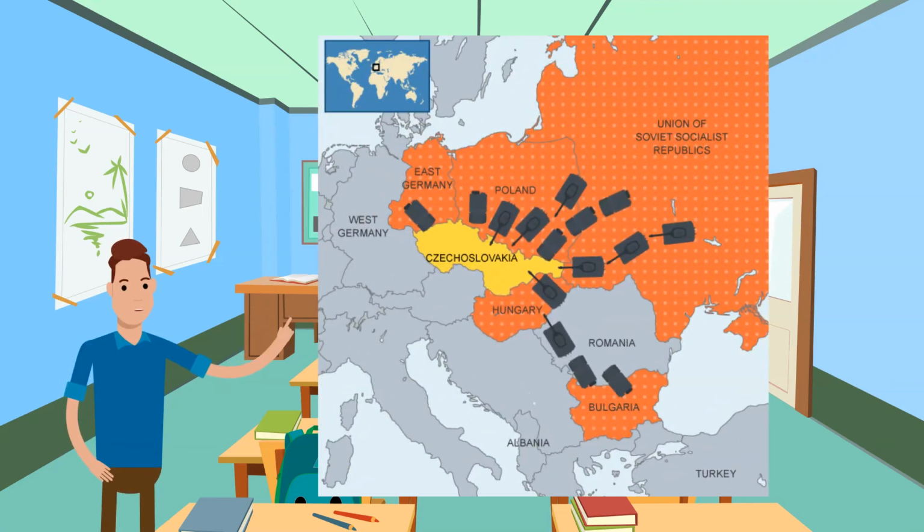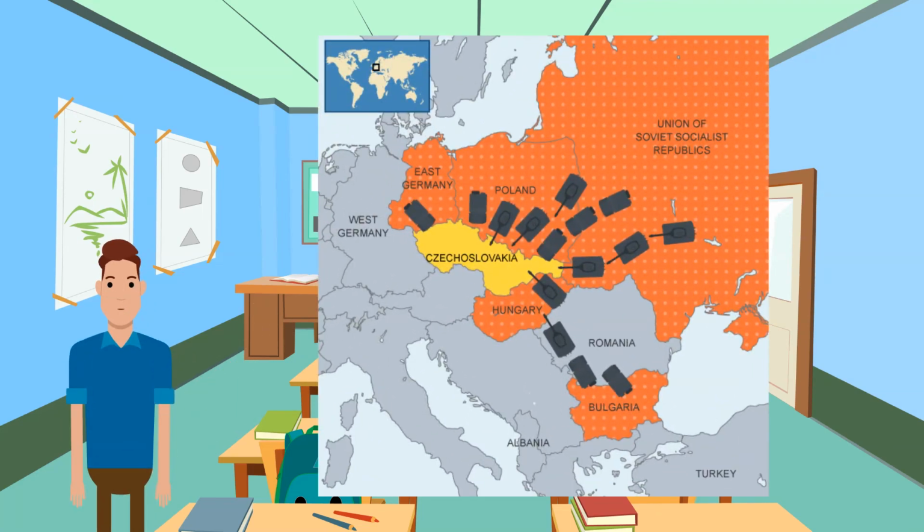Then came the Soviet crackdown. To prove he meant business, on the 20th of August 1968, Brezhnev sent an invasion force of 500,000 troops from Warsaw Pact countries into Czechoslovakia. He could justify this as a group of hardline communists in Czechoslovakia wrote to the Soviets asking for help to restore order.